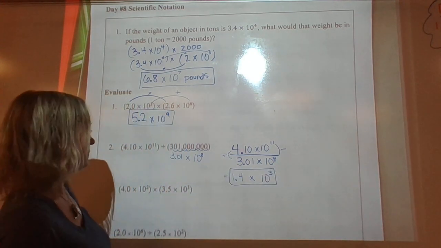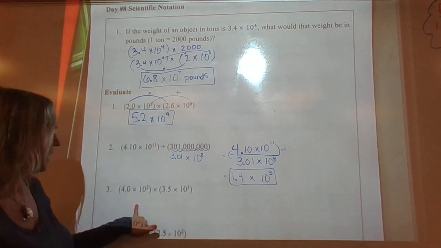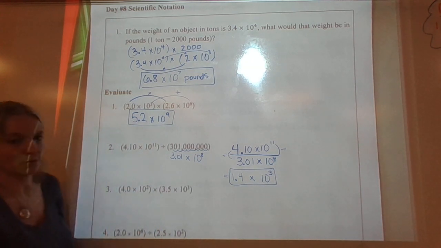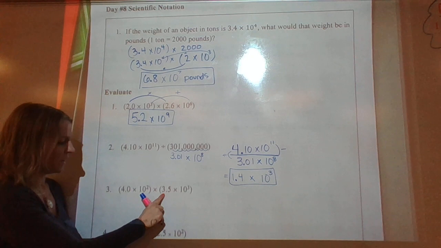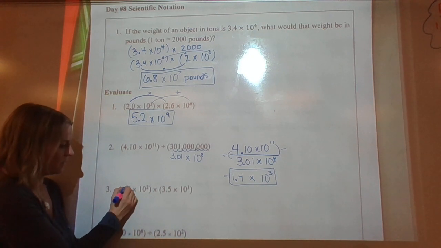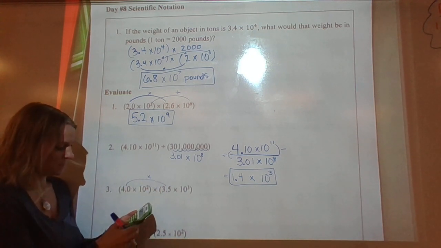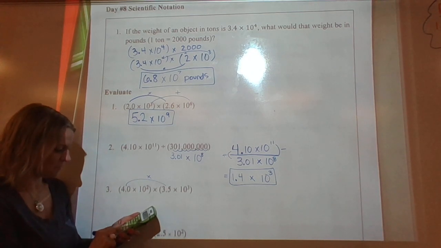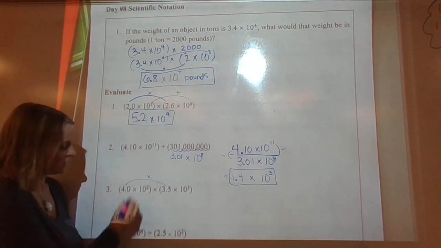All right, a few more practice problems now. Here we have another multiplication problem similar to number 1. So again, multiply our two coefficients. We've got the 4 times the 3.5. So let's do that. 4 times 3.5 would make 14.